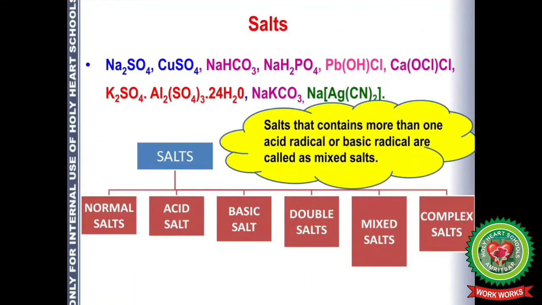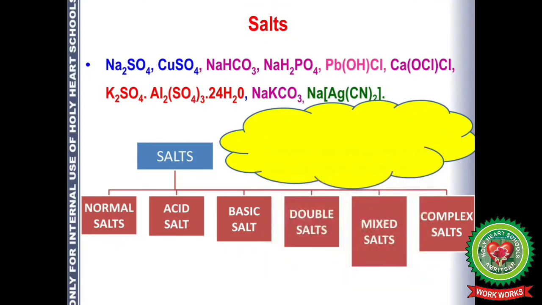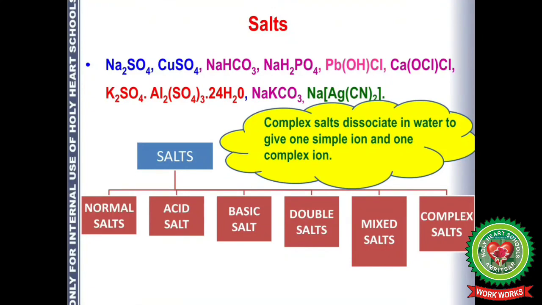The next one is mixed salts. Salts that contain more than one acid radical or basic radical are called as mixed salts. For example, in bleaching powder, two acid radicals are present, and in sodium potassium carbonate, two cations, that is basic radicals, are present. Other name of cation, that is positive ion, is basic radical. Other name of anion, that is negatively charged ion, is acid radical. So in a salt in which two or more than two are present, then it is known as a mixed salt.